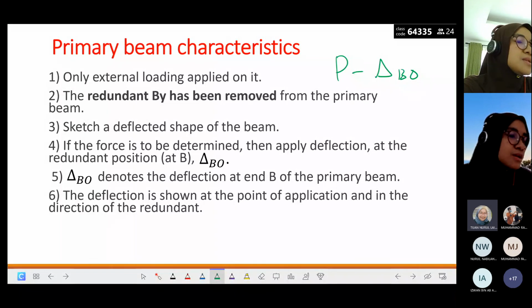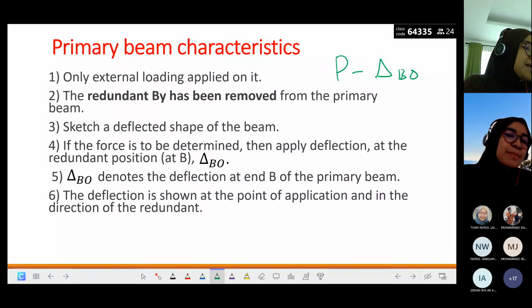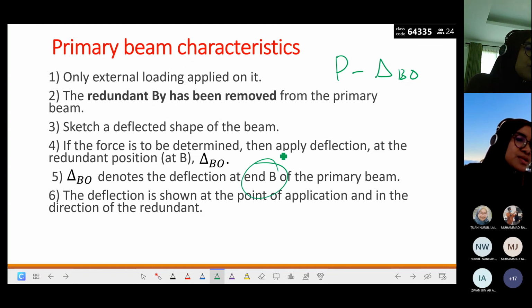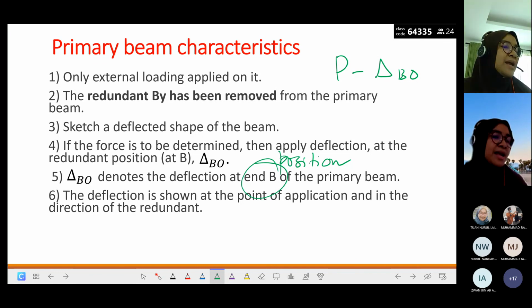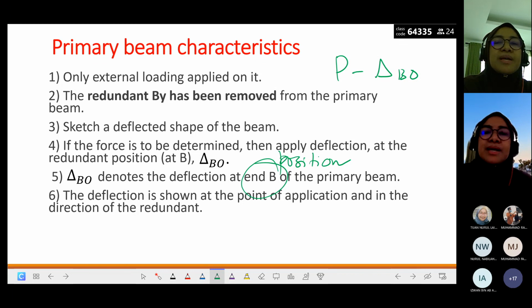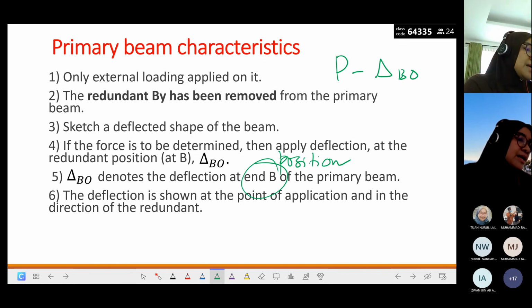Yes, Doctor. Okay. Delta B naught denotes deflection at position B. The deflection is shown at the point of application and in the direction of the redundant. Okay, the direction of the redundant.